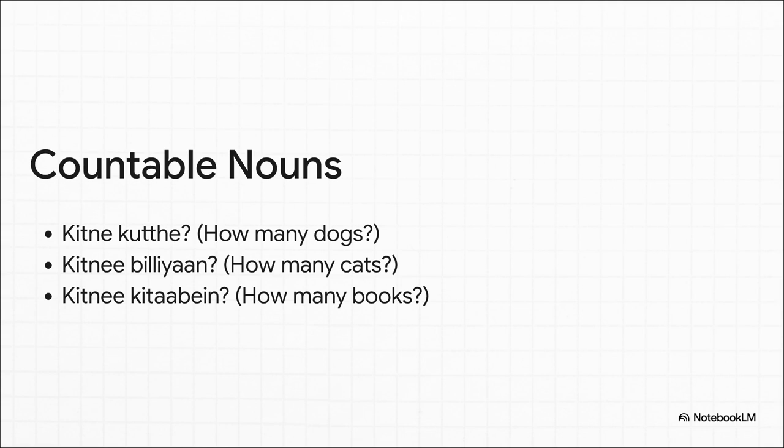Now, Anna looks out the window at the street below. She asks, "Kitne kutte," or how many dogs? Now, the word for dog, kutta, is masculine, but because she's asking about multiple dogs, it's plural. Therefore, we have to use the masculine plural form, which is kitne. Then if she sees cats, she asks, "Kitni billiyan?" Billi, or cat, is feminine, so we use kitni.